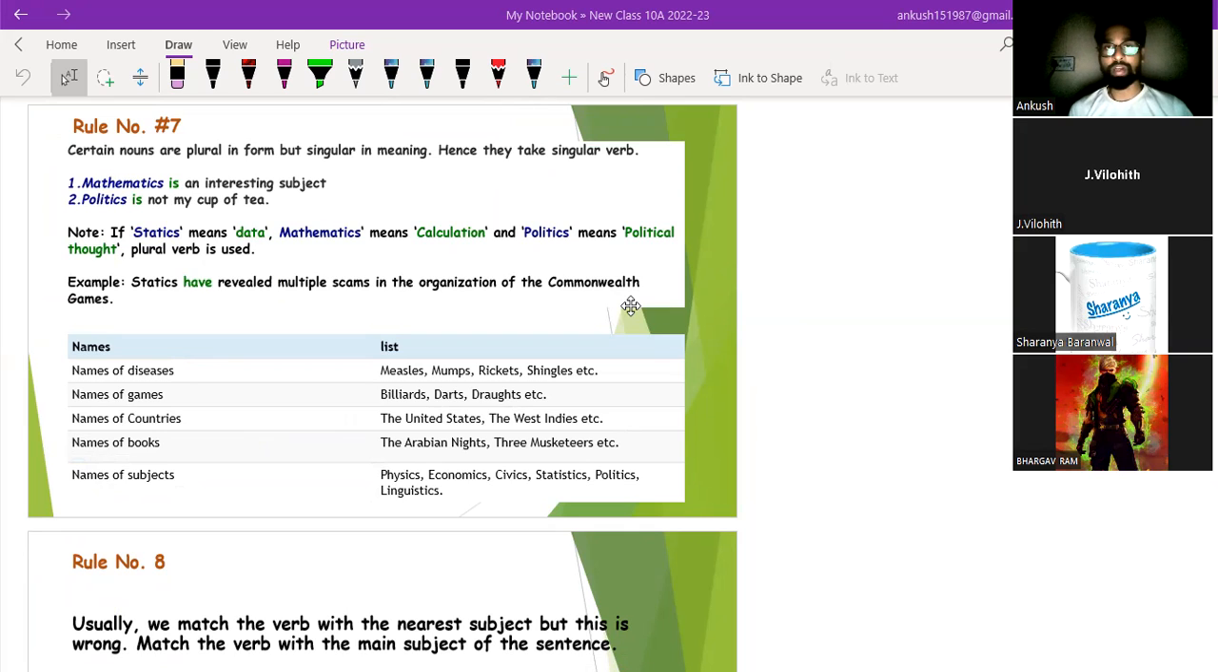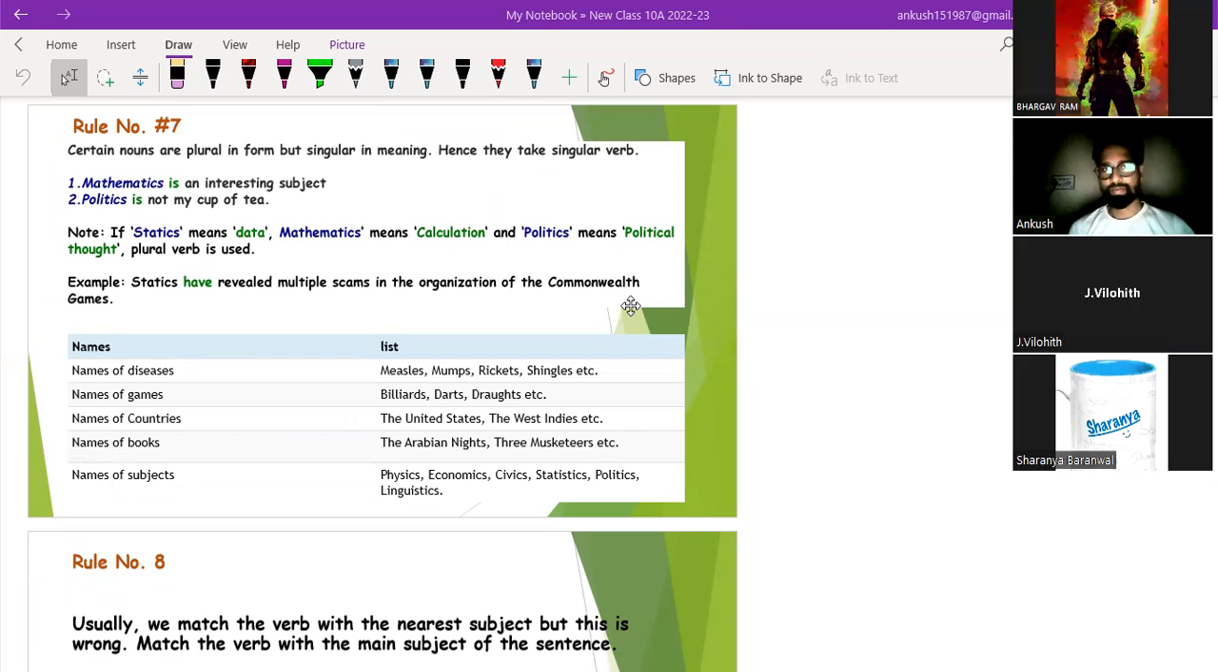So you have to find out such subjects or nouns like mathematics, politics, economics, statistics. Okay, such nouns seem like they are plural, but they do not take the plural verb. Like you can't say that economics are the best subject. You would say economics is a good subject or the best subject.